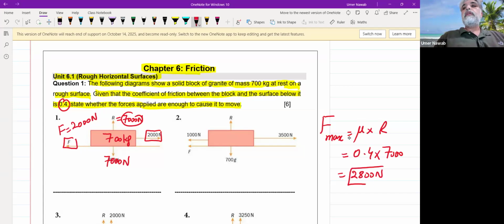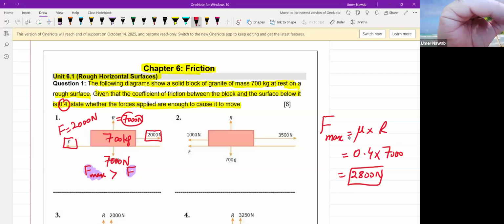Now, 2,800 newtons is more. Your F max is more than the friction, so the body will stay in the position of rest. As long as my friction is less than the F max, the body will always stay at rest. F can be increased maximum to F max. If the value of F gets bigger than the F max, at that time the body will start moving in the direction of the force.